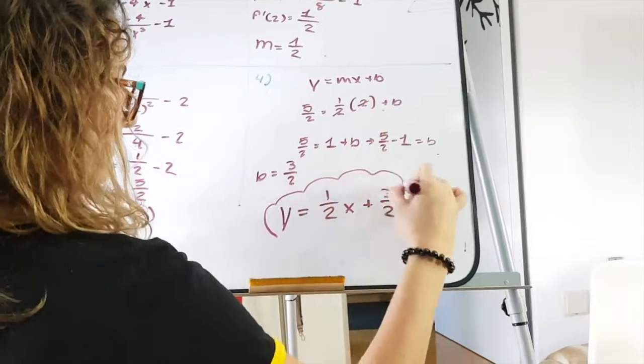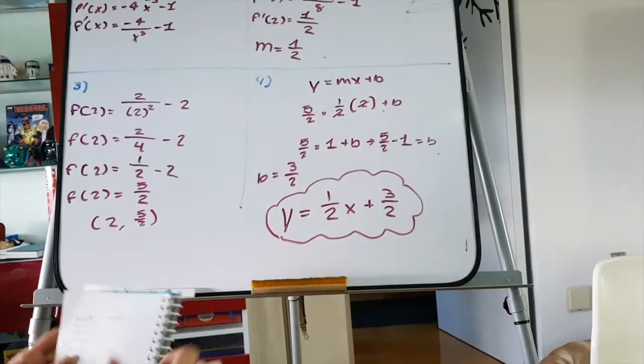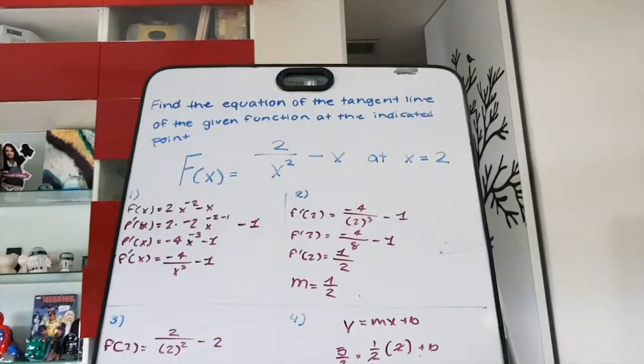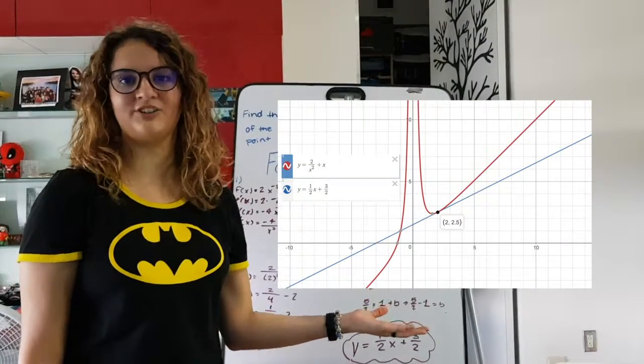This is the final answer for the equation f of x equals 2 over x squared minus x at x equals 2. This is the graph of the function and the slope.